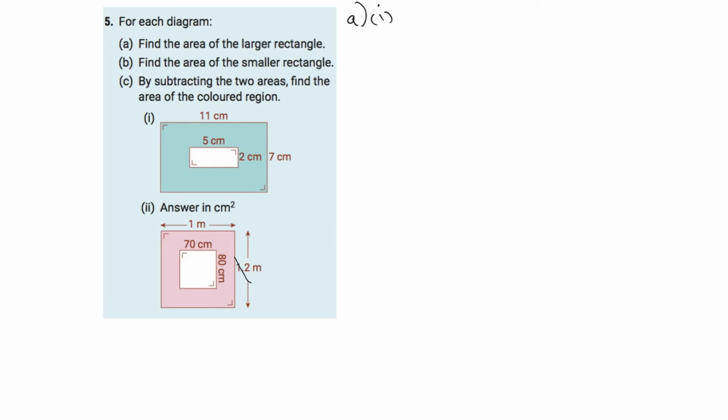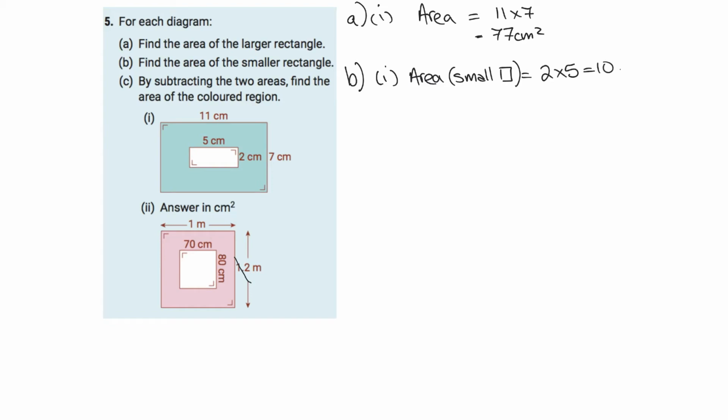And in part 1, the area of the larger rectangle, that's the greeny blue one, is going to be 11 multiplied by 7, which is 77 centimeters squared. Now, the area of the smaller rectangle for part 1, the small rectangle, is given by 2 multiplied by 5, which is 10 centimeters squared.